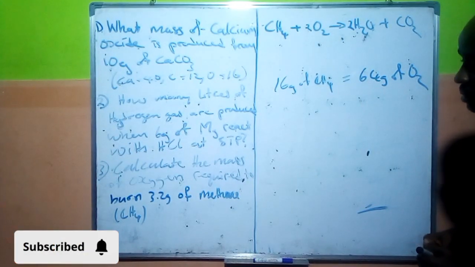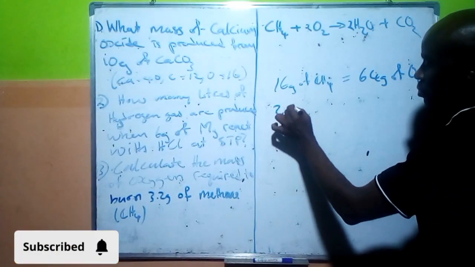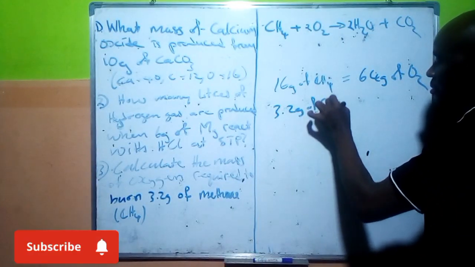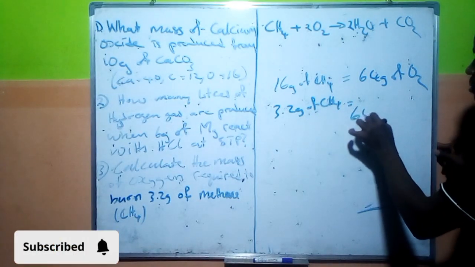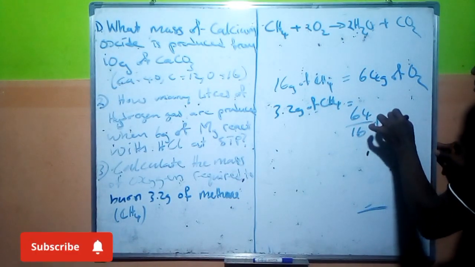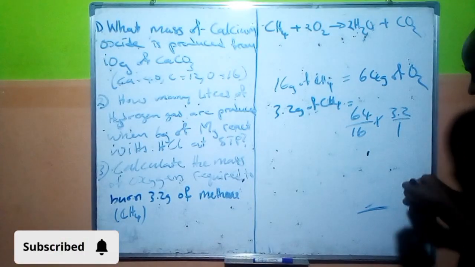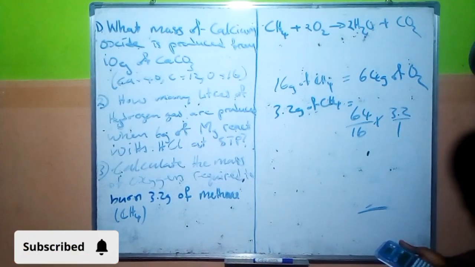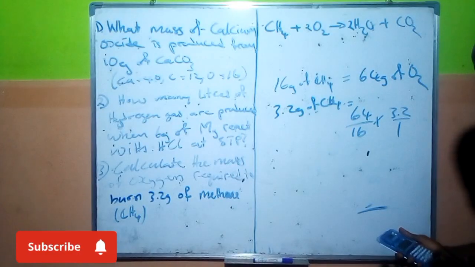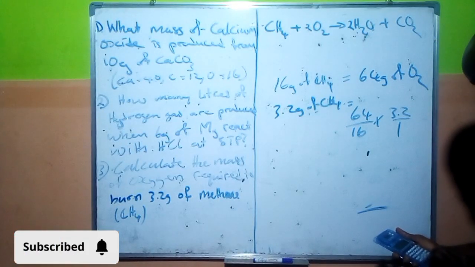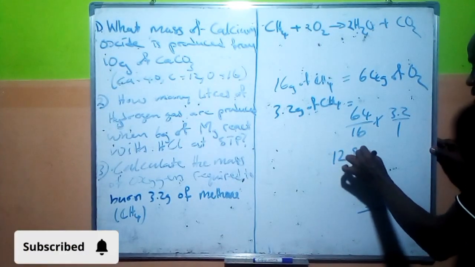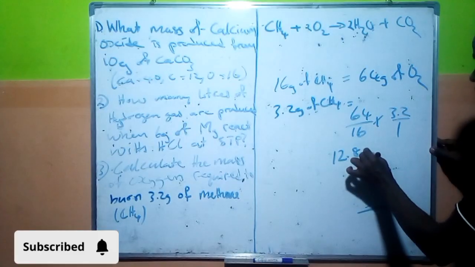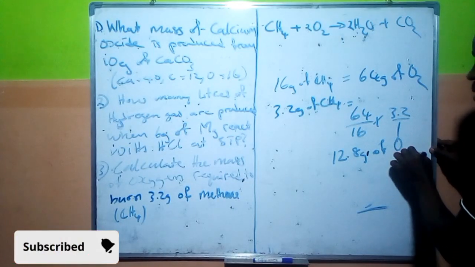So let's look at 3.2 grams of methane. So what we have is 64 times 3.2, then divided by 16. Our final answer is 12.8 grams of what? Oxygen.